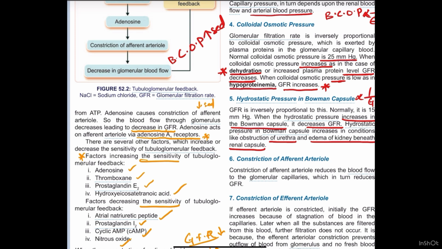If any obstruction is there in that urethra, something is blocked there, then the hydrostatic pressure is going to increase, so the glomerular filtration rate is going to decrease. And edema occurs in the sense that any dysfunction of the kidney causes swelling of our body, and that's because of this. Okay, good.